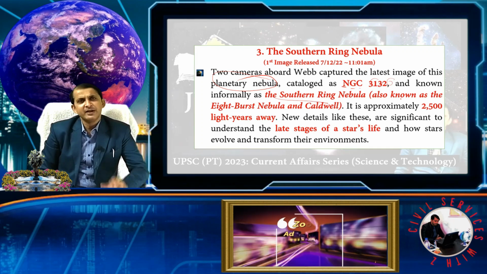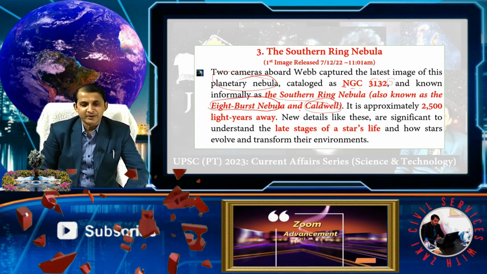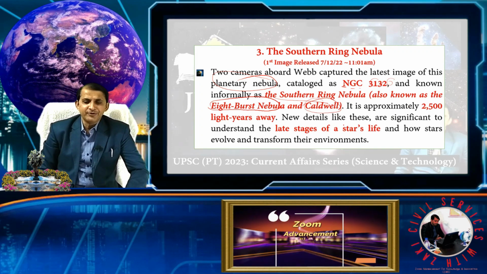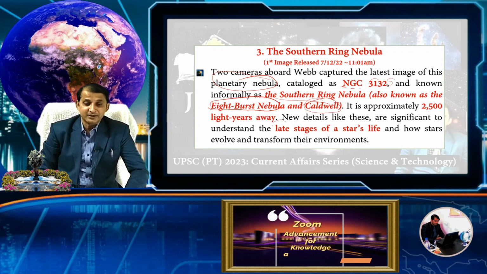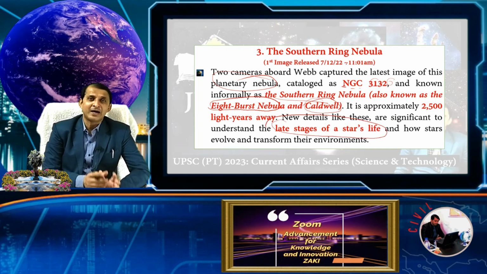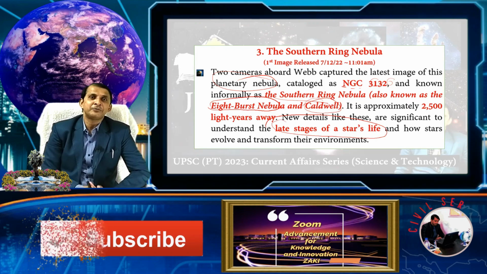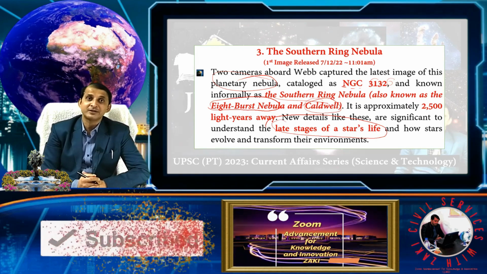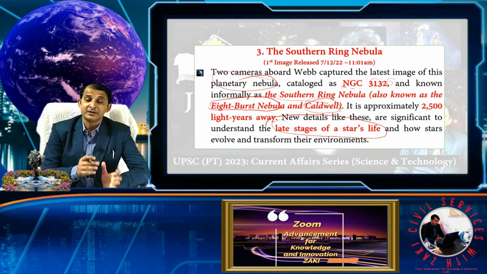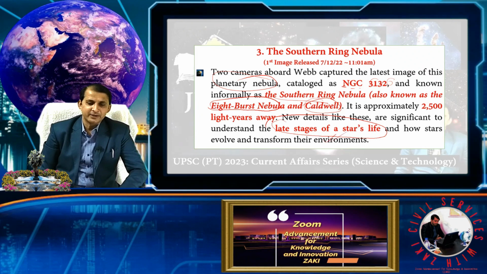It is formally known as the Southern Ring Nebula, also known as the Eight-Burst Nebula and Caldwell 74. It is approximately 2500 light years away. New details like this are significant to understand the late stage of a star's life. What is the late stage of a star's life, what happens to a star after it stops fusion, and what is the fate of our own solar system in the future? That type of study will help us understand these questions, and how a star evolves and transforms its environment.